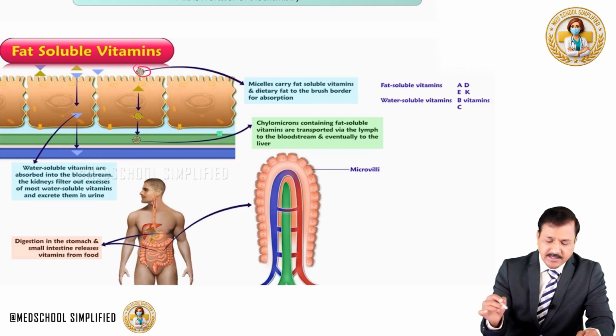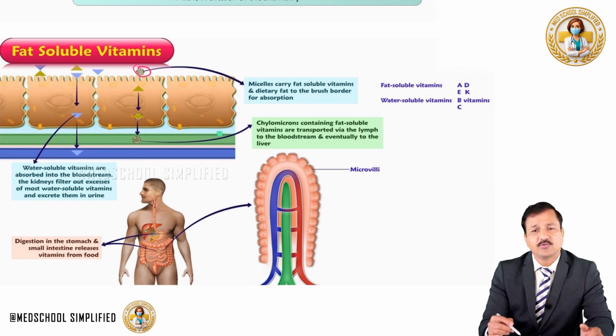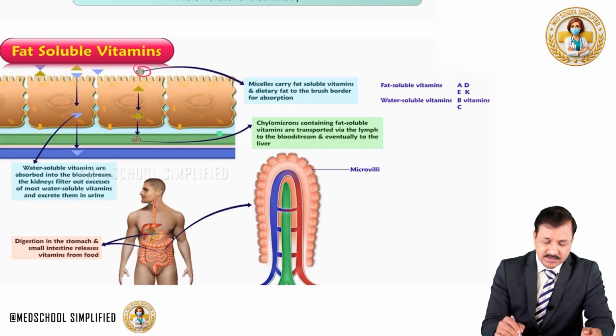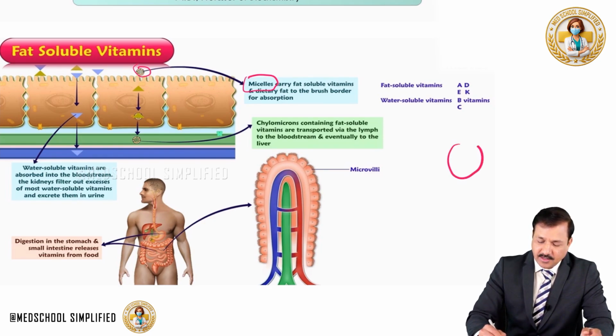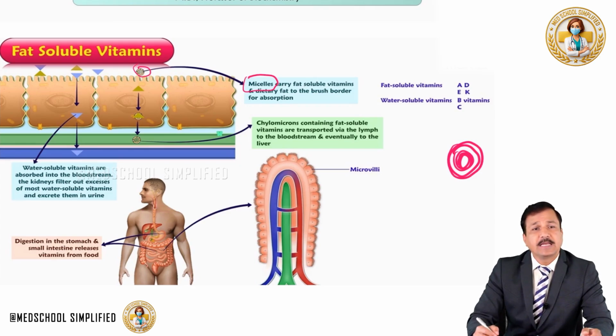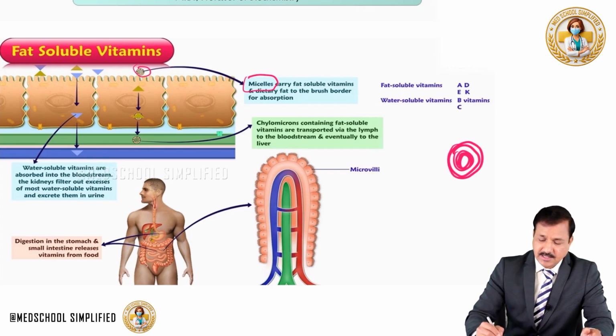the lipids which are present in the intestine basically associate with the bile acids and bile salts. So micelle formation will happen here. Basically, if there is a dietary lipid here, along with that there will be vitamin A, D, E, K associated with it, and these dietary lipids will be coated with bile acids and bile salts.